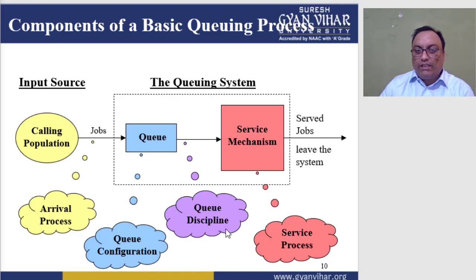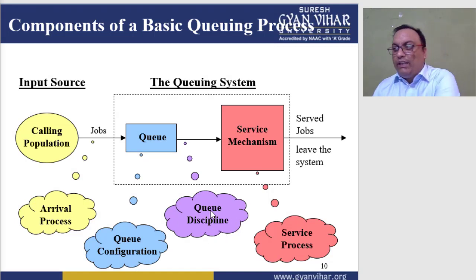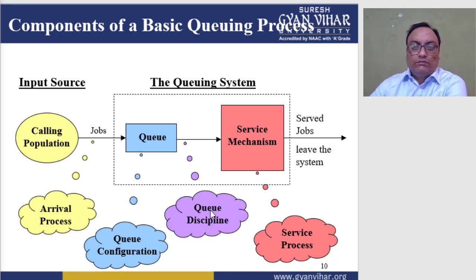So the queue discipline means that in any queuing process, discipline is a very important term. The next component is the service mechanism. The service mechanism provides the service process, and several jobs are related to this process also.